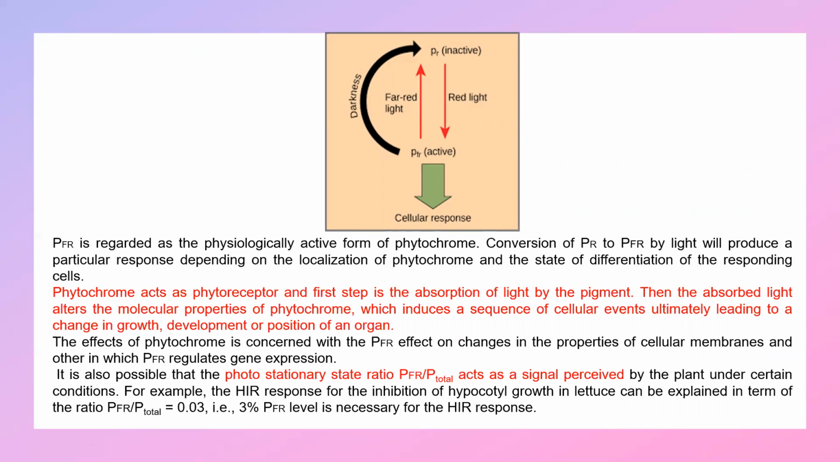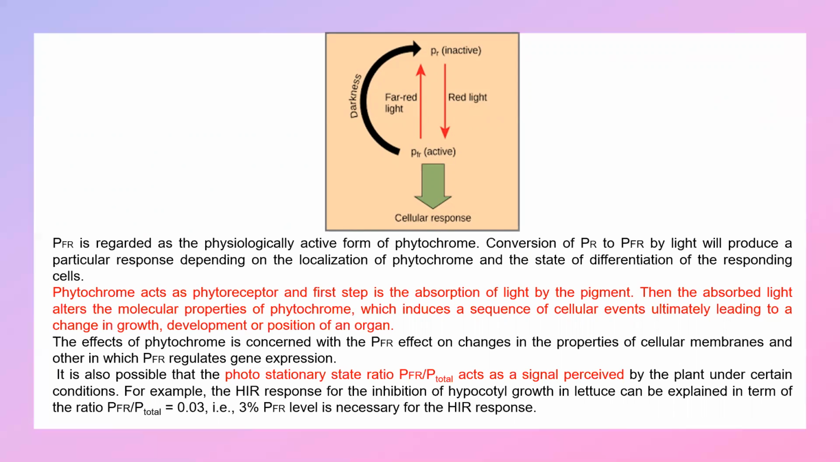Phytochrome FR is the physiologically active form of phytochrome. Conversion of PR to PFR by light produces particular responses, and the responses depend on the localization of phytochrome and the state of differentiation of the responding cells.